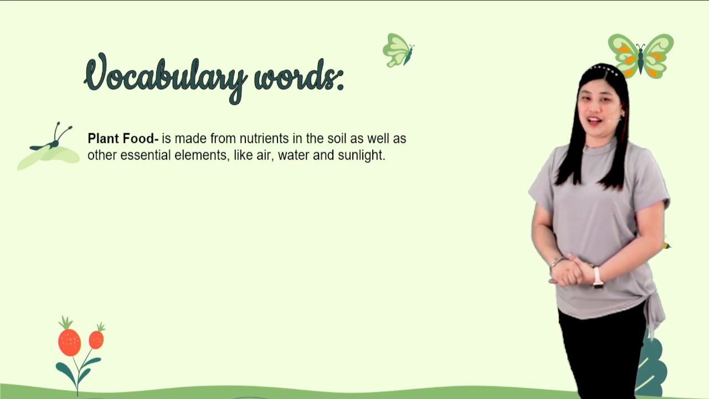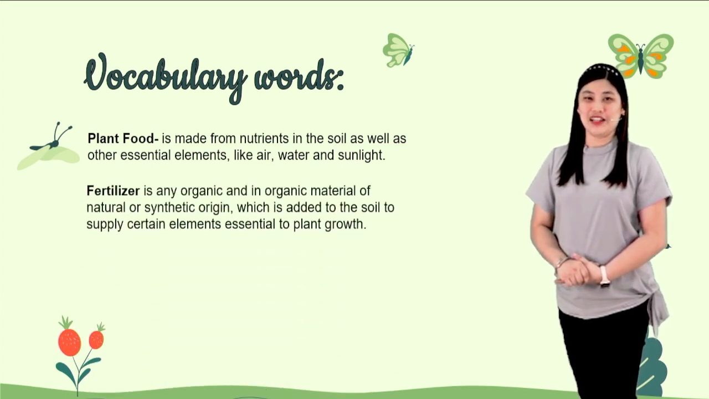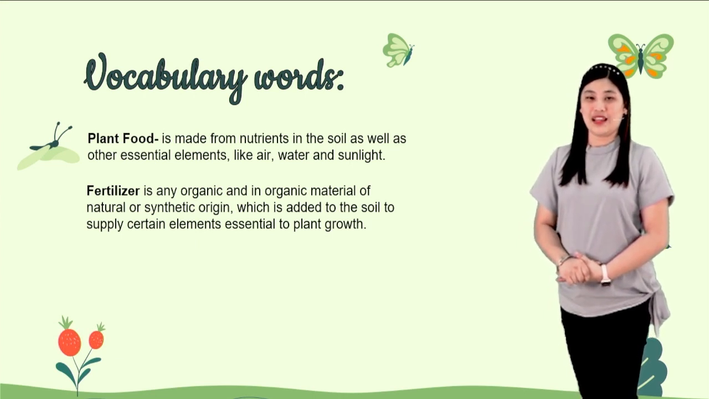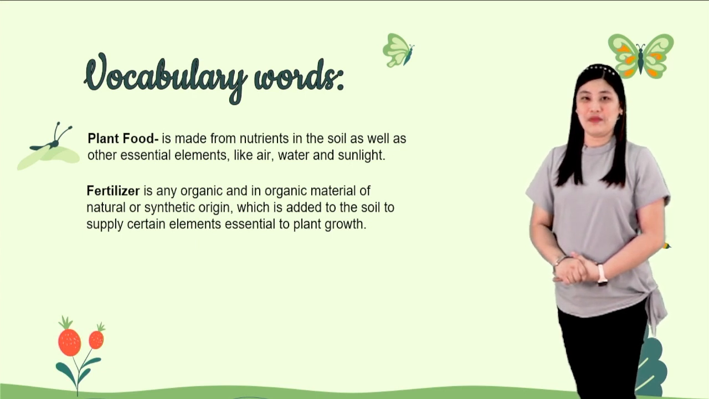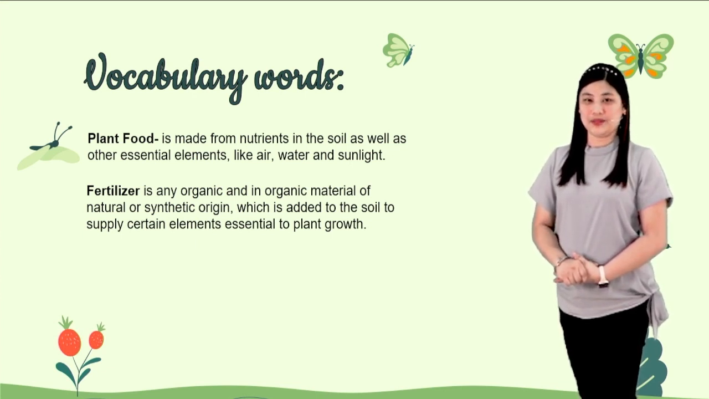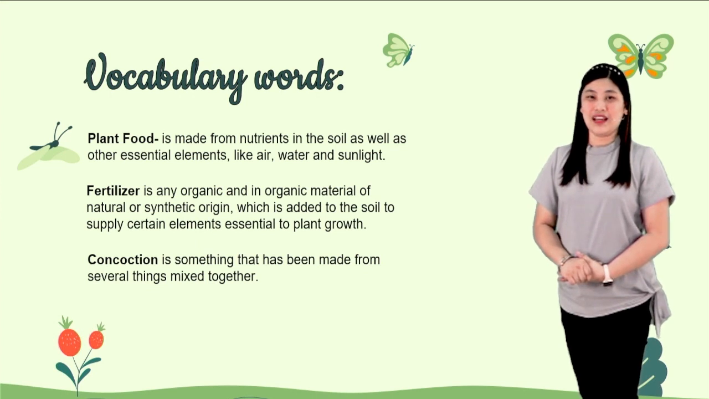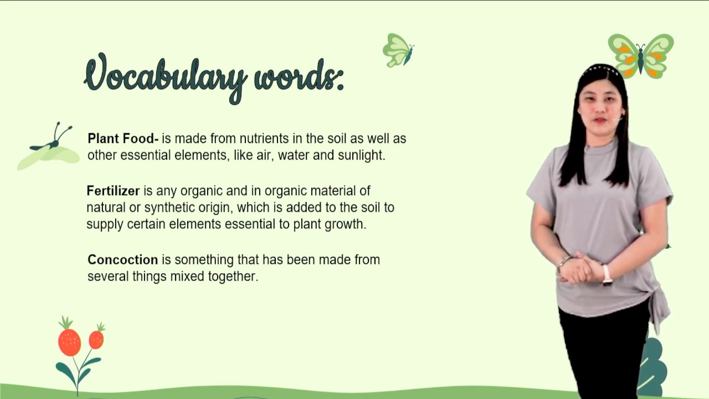Second word is fertilizer. Fertilizer is any organic and inorganic material of natural or synthetic origin which is added to the soil to supply certain elements essential to plant growth. Third word is concoction. Concoction is something that has been made from several things mixed together. Examples of concoctions are fermented plant juice, fermented fruit juice, and fish amino acid.